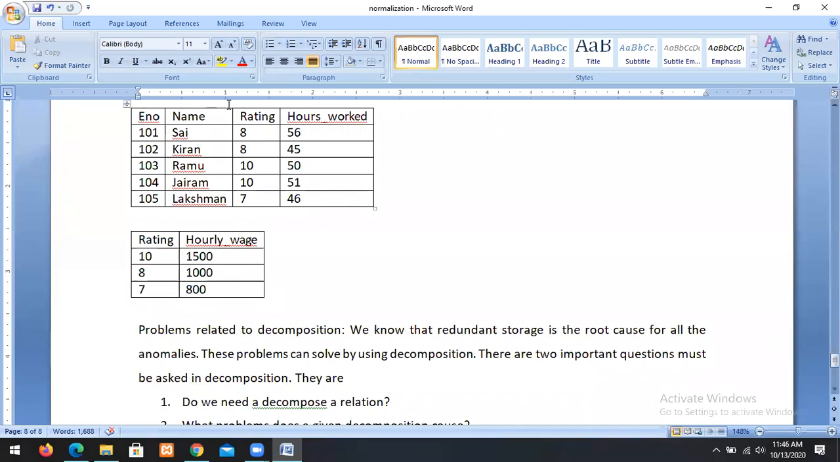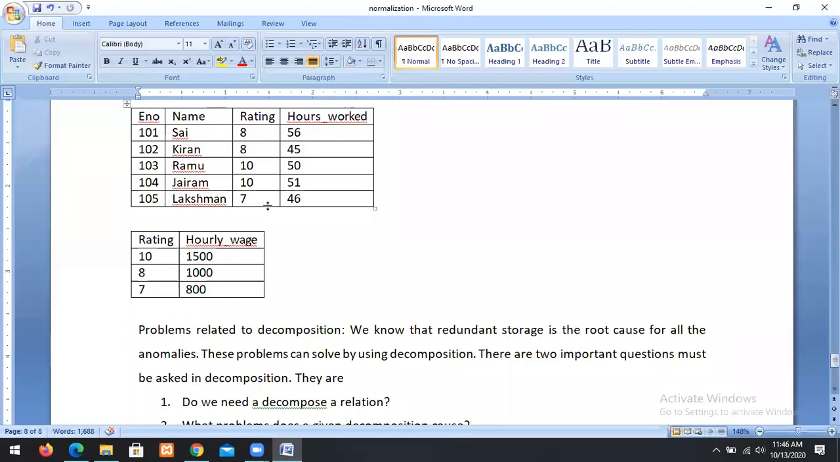For example, this is one relation, this is another relation. When I combine these two relations, what is the joining property? In a join, the column value of the first is equal to the column value of the second. If there is a 10, yes, there is a 10, yes, this row is selected. Again 8, yes, this row is selected. Again 10, yes, the row is selected. So 10, yes, 7, yes. So we are getting the information.